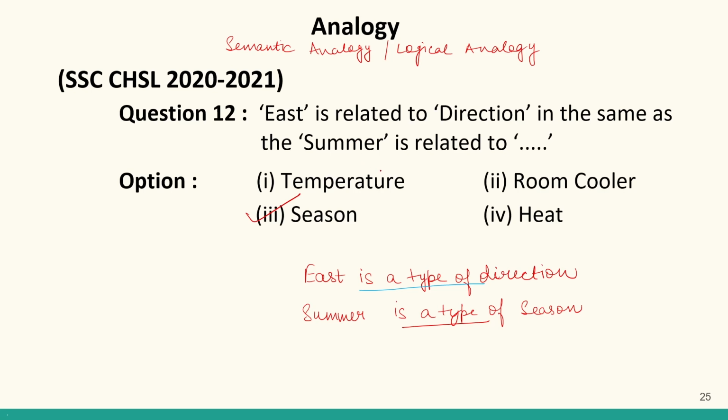Even though summer is associated with temperature, room cooler, heat, season, everything, all these 4 options are associated with summer in some way. But we have to follow the same logic that is used in the first analogy. So the first analogy was east is to direction, and we had to find out how summer is related to this term. In a question, either you can get this spelled out or you can get this in an equation form. But this is also a question of analogy.